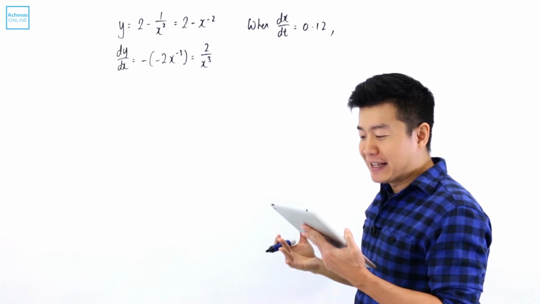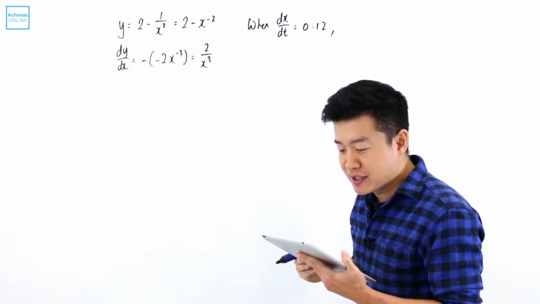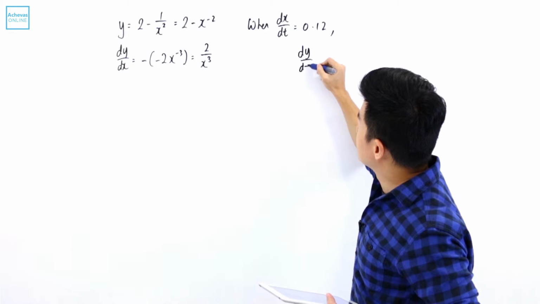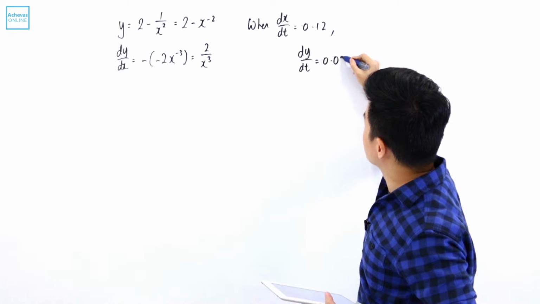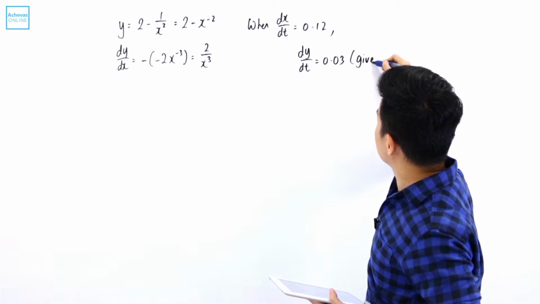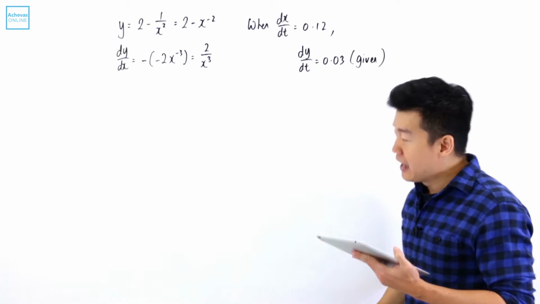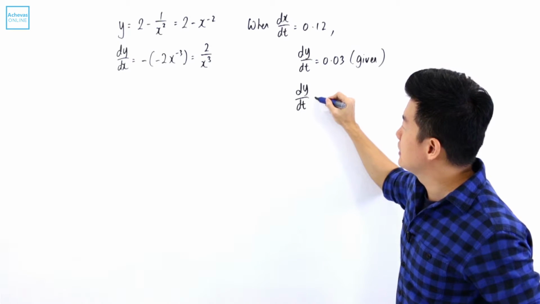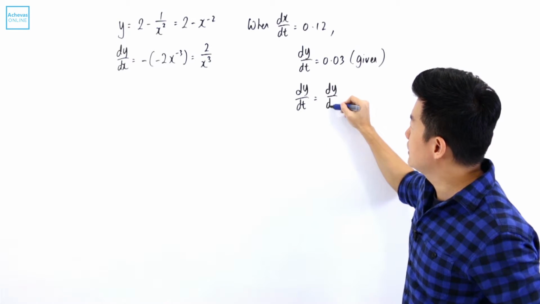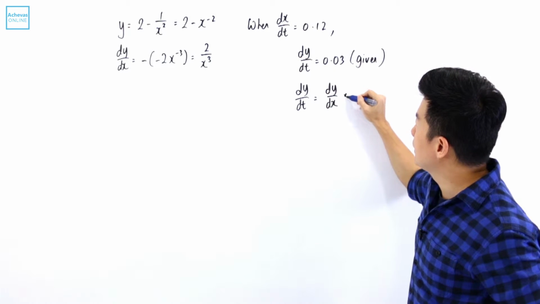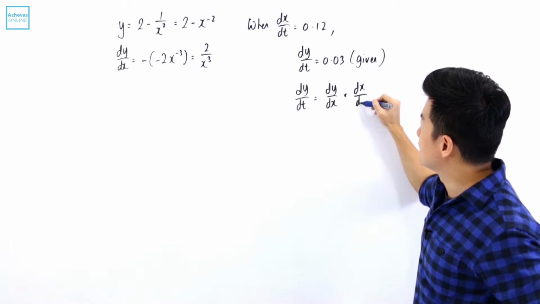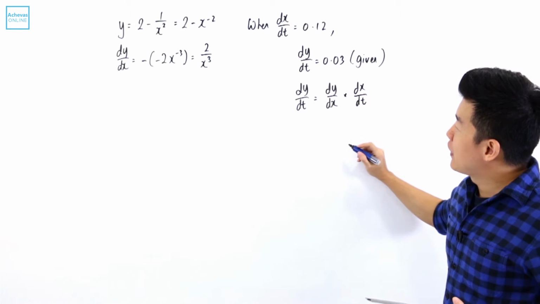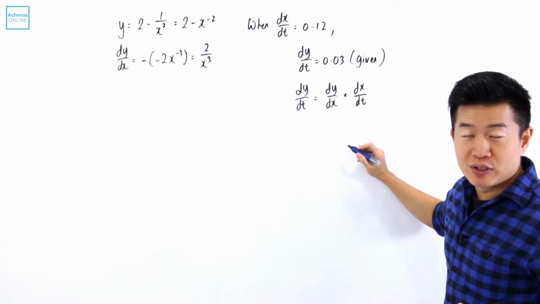It is also given to me that the y-coordinate is increasing at a constant rate of 0.03. So dy/dt is equal to 0.03. This is given by the question. And if I quote the rate of change equation, that means dy/dt is equal to dy/dx multiplied by dx/dt.